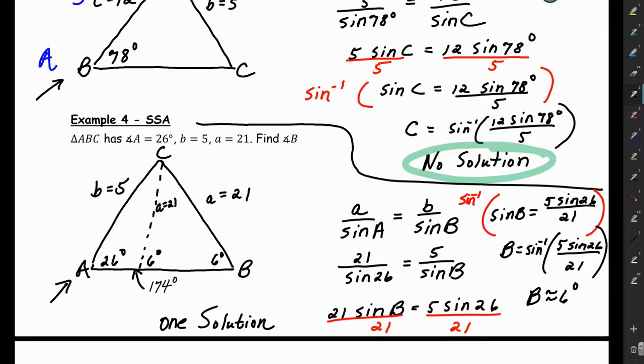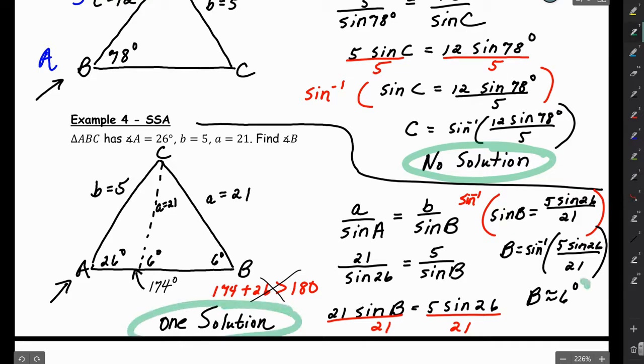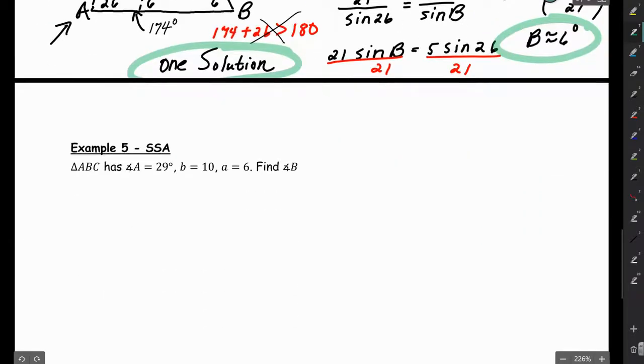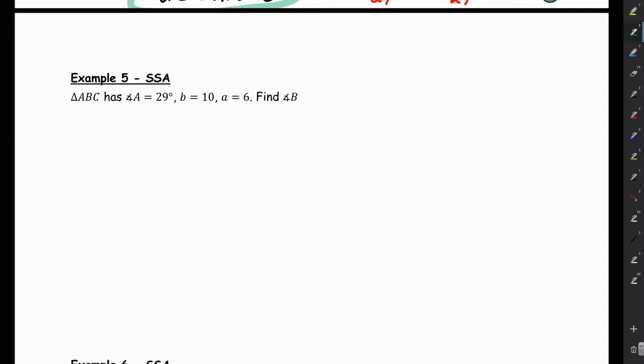And that's because 174 plus 26 is greater than 180. Right? So we know that we definitely only have one solution, and our solution is B equals approximately 6 degrees. All right, let's take a look at another one. Your head's probably spinning. It's okay. All right, you're going to get the hang of it, but you want to look at all three scenarios before you try it on your own.